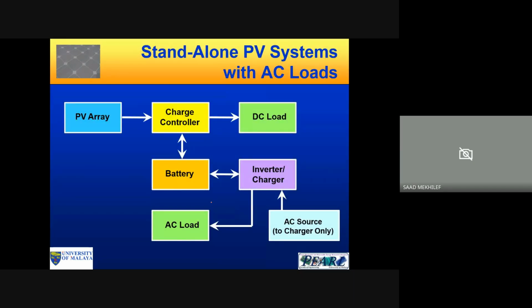And then we come to the last one, standalone PV with AC loads. For example, with an AC load, we need to have the inverters inside. So we have the PV array, charge controllers, a DC load, and a battery, which can also be used, and then we have the AC load, which is supplied from the inverters. And we can even use the AC source to charge the battery here, because this has to be bi-directional. So this is a standalone system.